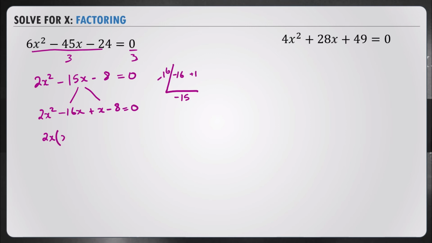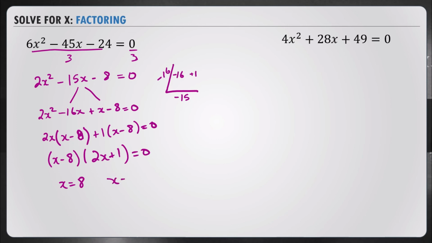2x comes out and we have x minus 8, plus 1, and x minus 8 is equal to 0. Our two solutions are x minus 8 and 2x plus 1 is equal to 0. So x is equal to 8 and x is equal to negative 1 over 2. These are our two solutions. And now over to our last sum, which takes a little extra work.